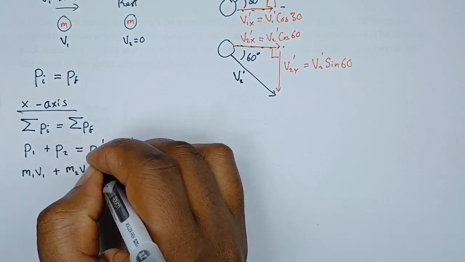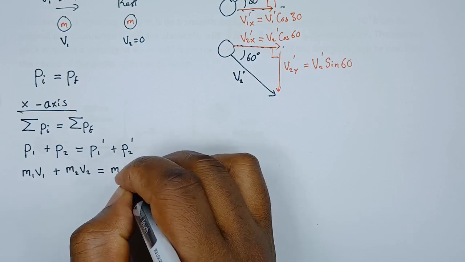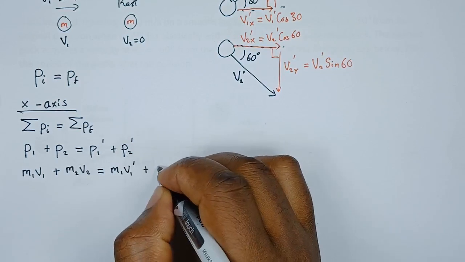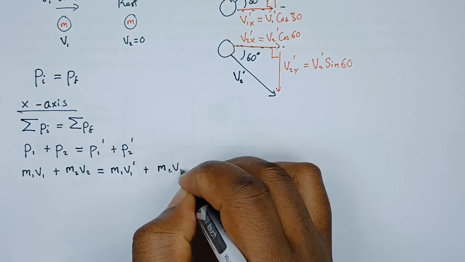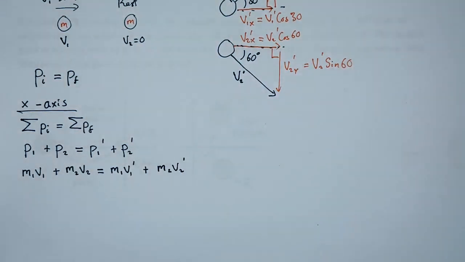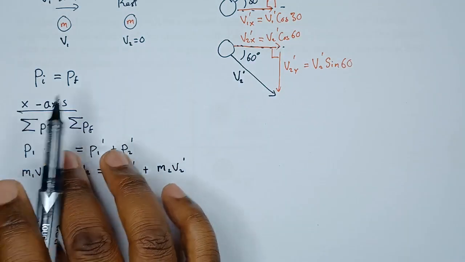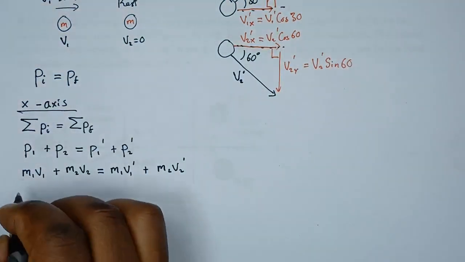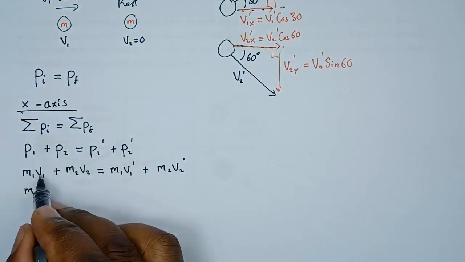This is equal to momentum. Here will be mass 1 v1 prime plus here we have mass 2 v2 prime, like that. Now let's do some substitutions based on the information that we have broken down already. So we know that the mass is the same throughout. So we're going to replace mass 1 and mass 2 with m because the mass is identical. Then on top of that, since we're in the x-axis, let's focus on what we have in the x-axis based on our diagram. So this m here is just m, like that.